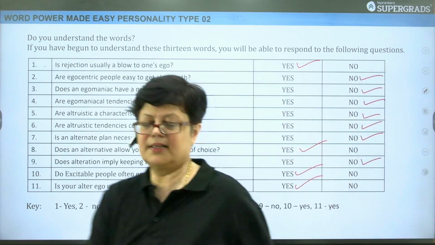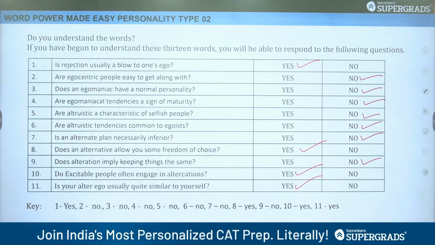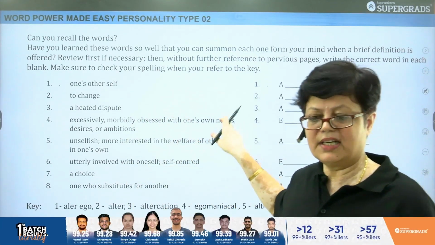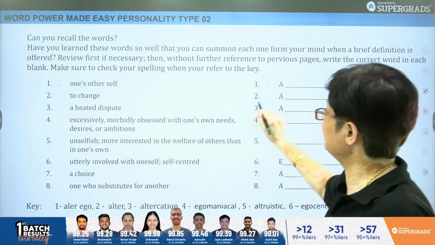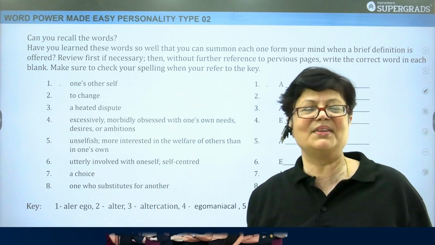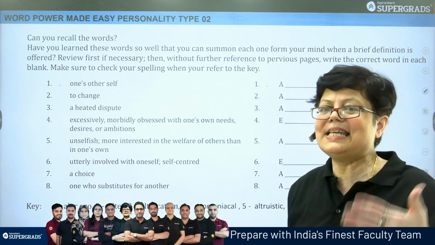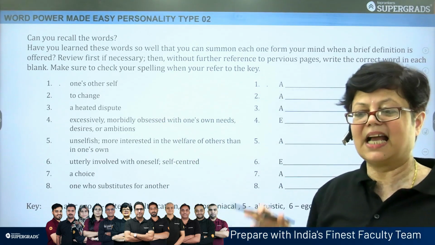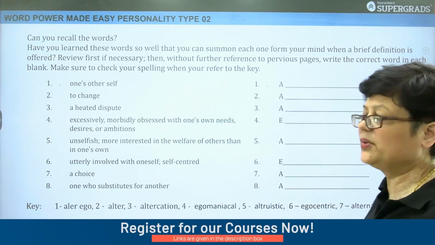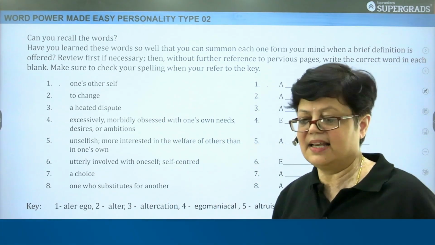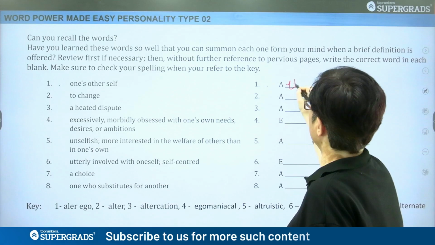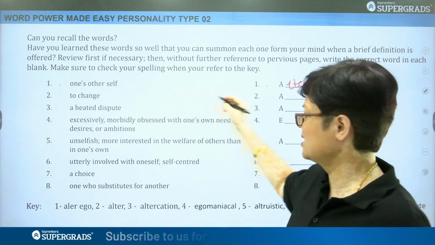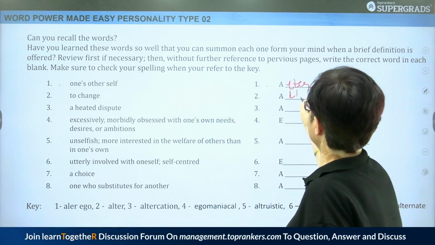Now coming to the next series of exercise, we have to write these answers. And like we did in the previous session, the first letter of the word has been given. Of course, you have been given a key also, but let us recall whether we have been able to understand these concepts, these personality types well. So coming to the first question, other self is alter ego. Next, to change. To change is to alter.